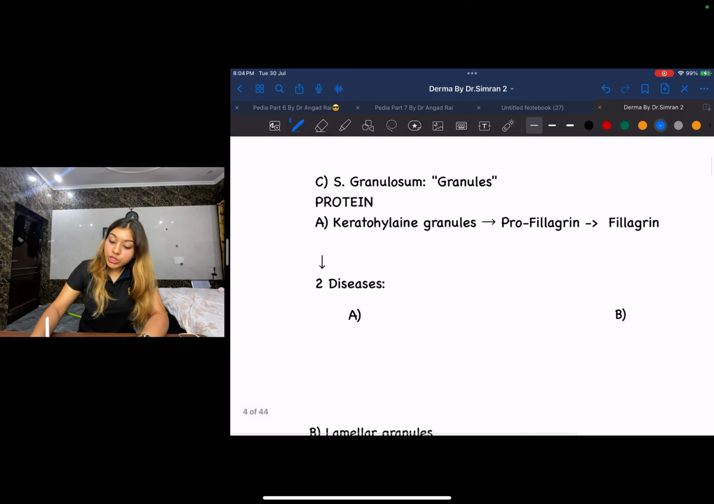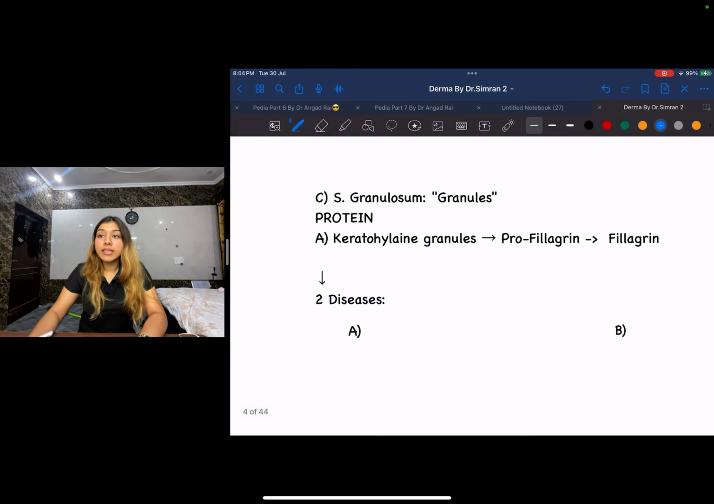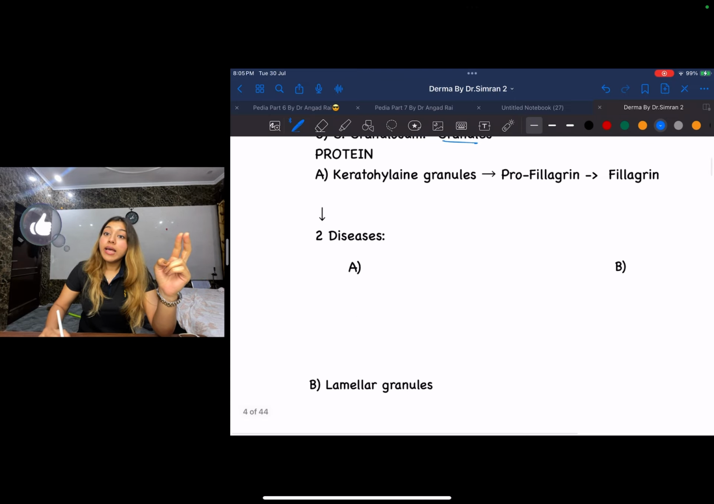Next, let us move on to your stratum granulosum. Granulosum means granules. So we have 2 granules in your stratum granulosum. One is your keratohyalin granule, and the second is going to be your lamellar granule.